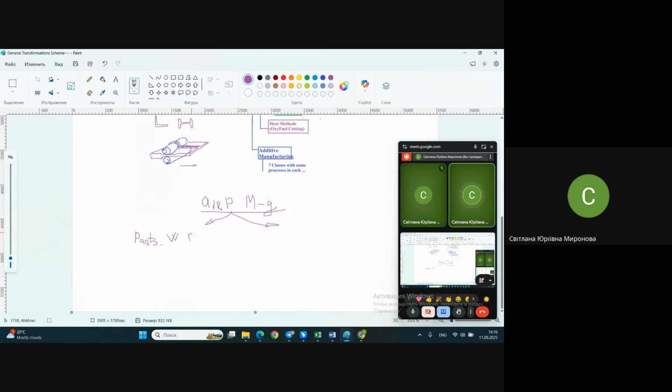Because some things may be produced, manufactured like semi-products, and next they go to the next shops. Manufacturing. Next, it comes about assembly and mounting work. And finally, it comes about testing.